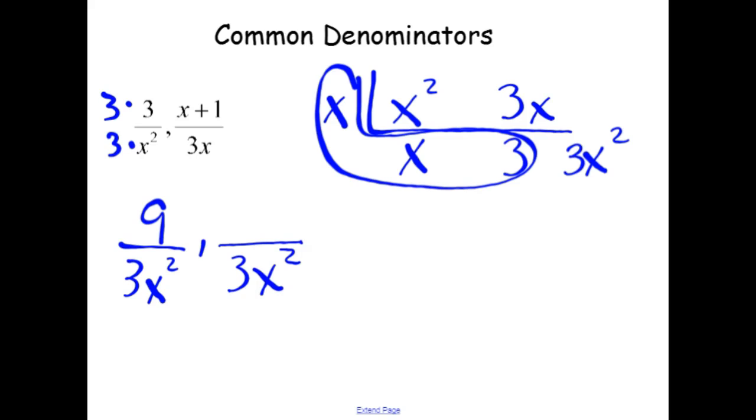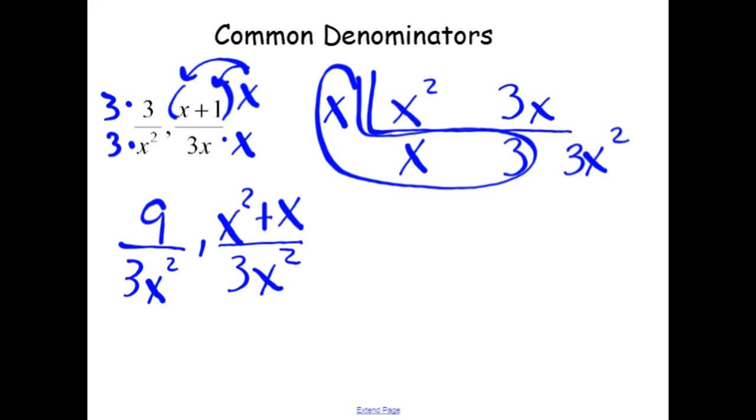Then we have the 3x. What did we multiply 3x by to get 3x squared? Well, the 3 stayed the same, and the x became x squared, so we must have multiplied by an x. So we need to multiply x plus 1 times x. And here I'm going to go ahead and distribute my x in and get x squared plus x for my numerator. And now we have two fractions with common denominators.